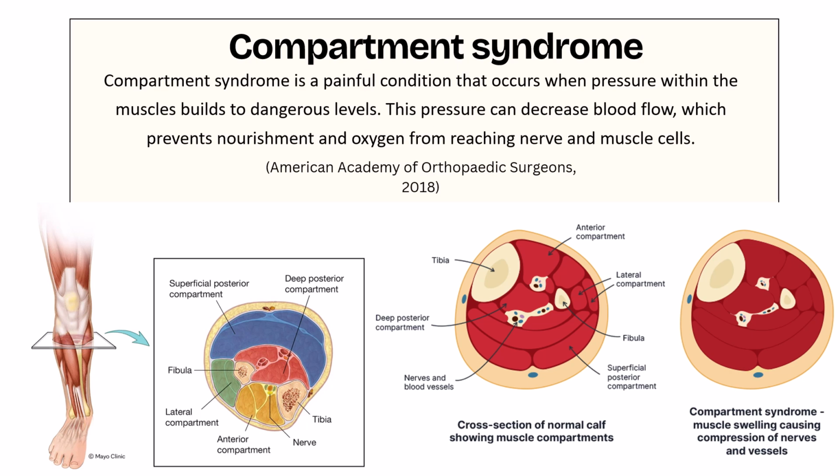So you can look at the normal muscles, and then this is the muscles with compartment syndrome. The compartment syndrome causes compression of nerves and vessels.